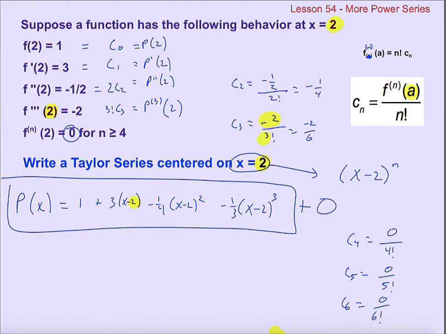You might be asking, wait, what about this first term? Where's the x minus 2 there? Well, that's because it's x minus 2 to the 0 power, because that was our C0. And so if I wanted to write this out as a quick formula, I could put that formula for C sub n, the nth derivative evaluated at a divided by n factorial, times x minus a to the nth. And that is how I write a Taylor series.